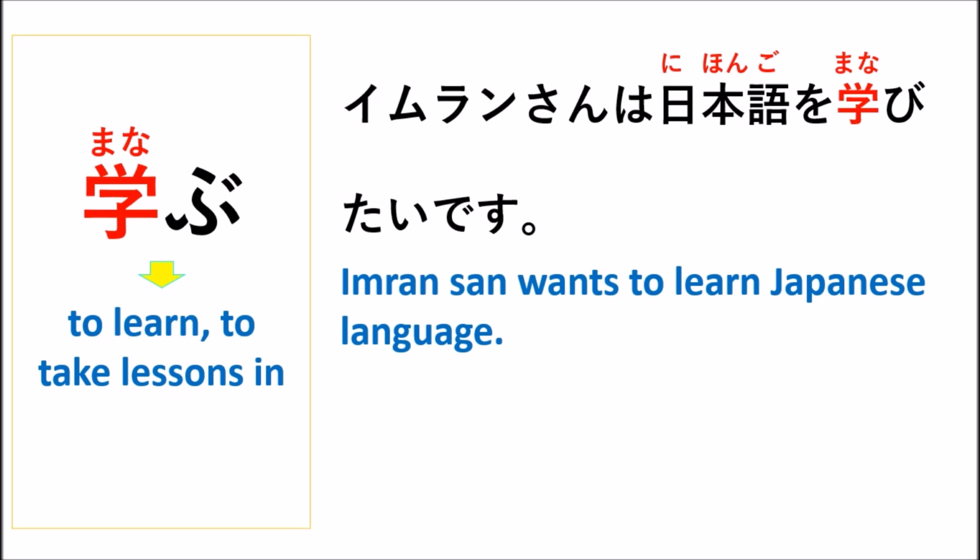So when you say manabitai, this means you want to learn. Nihongo o manabitai means you want to learn Japanese. Not just learn Japanese, but you want to gain a deep understanding of Japanese. And in the future, maybe you want to be a Japanese teacher, a teacher that teaches Japanese, right? So you take time and learn deeply about the Japanese language. So nihongo o manabitai desu.